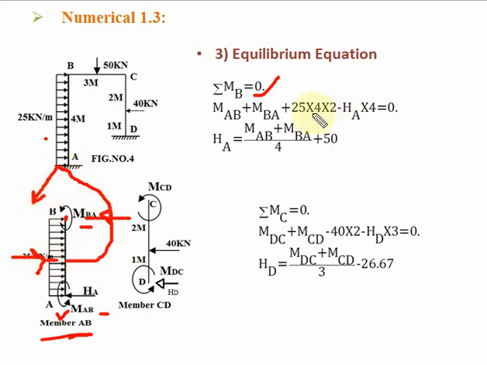So 25 into 4, and this distance is of 2 meter. This one remaining is of 2 meter. So 25 into 4 into 2. Now there is a reaction HA. This reaction will be rotating about B in a clockwise sense. So minus HA into height of column, 4, is equal to 0. So find out HA. HA is equal to (MAB plus MBA) divided by 4 plus 40. So we convert HA, or develop the equation of HA, in terms of moment.